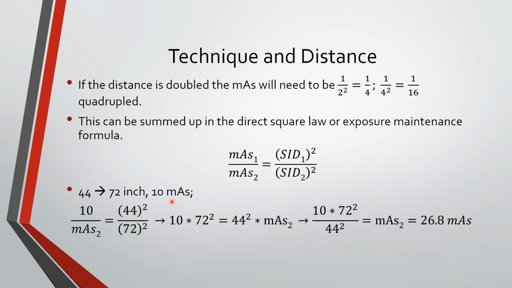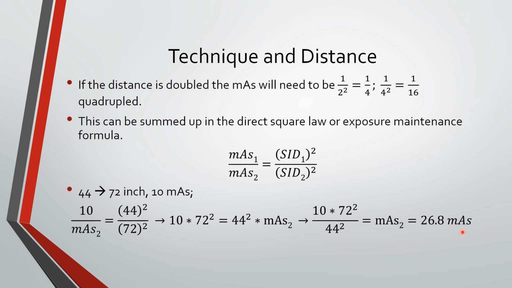So we set up the equation as we talked about, 44, 72, and we put the 10 here. Now we just cross multiply this out. The 10 goes with the 72 squared. The 44 squared goes with the unknown new mass. Then we just divide by 44 squared, and we get this, and that's going to equal the new mass.